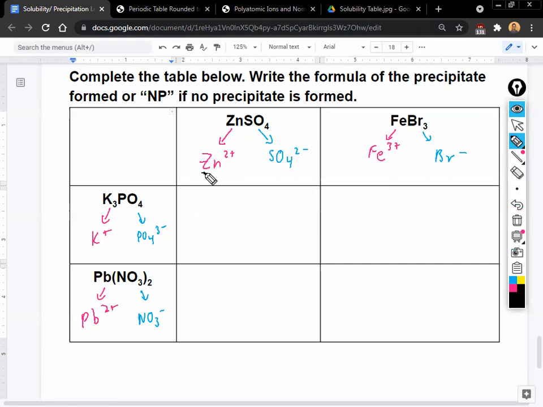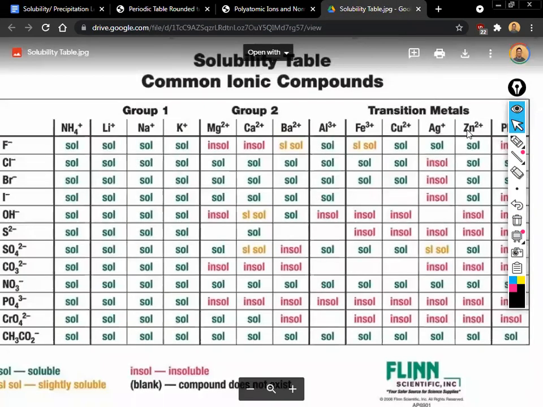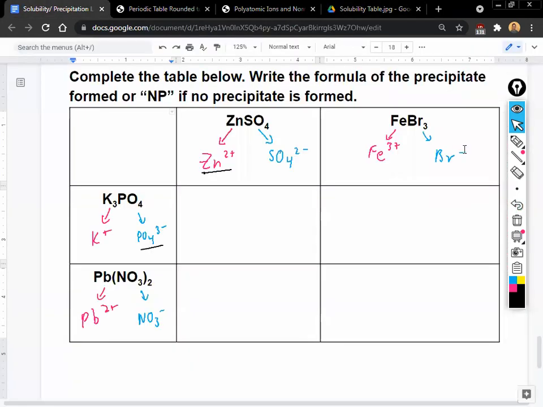Okay, so I want you guys to look at zinc and PO4 on the solubility table. We're going to look at zinc and PO4. If I look at zinc and PO4, is it soluble or insoluble? Yeah, it's insoluble. So that means when you put those together, it's going to make an insoluble compound. So we're going to write zinc, PO4, and you do need to balance this out because of the opposite charges, but I'll do it for you here. It should be Zn3(PO4)2, and that's going to be insoluble. So that's your precipitate.